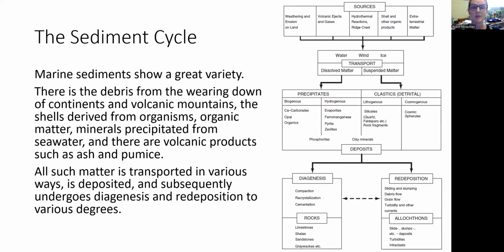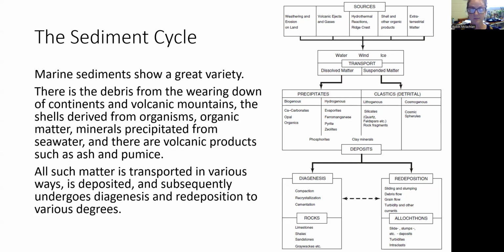There's a lot of debris from wearing down of the continents and volcanic mountains. There's also, as we just talked about, sediment that can be derived from organisms, from their shells or other organic matter. Minerals can also just precipitate right out of seawater, right? So halite crystals, that wasn't transported in from anywhere, that just formed in the ocean. You can also get volcanic products like ash and pumice raining out of the atmosphere.